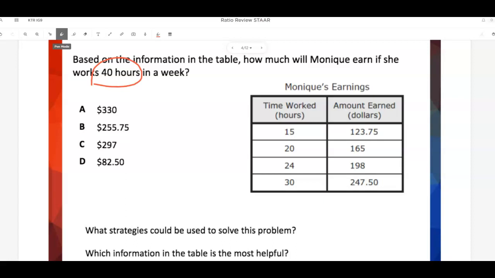So there's two ways to solve this. I'm going to let you think on this for a minute. You can work with a neighbor or by yourself.